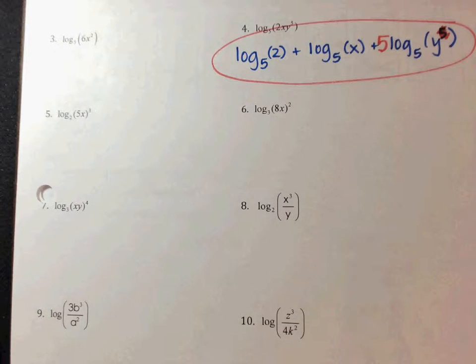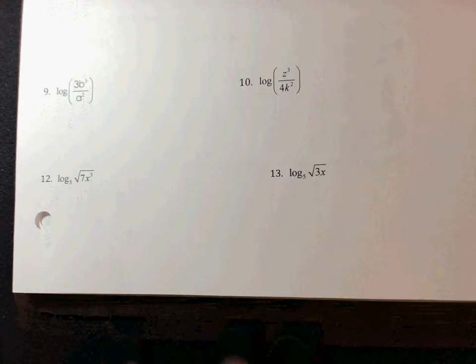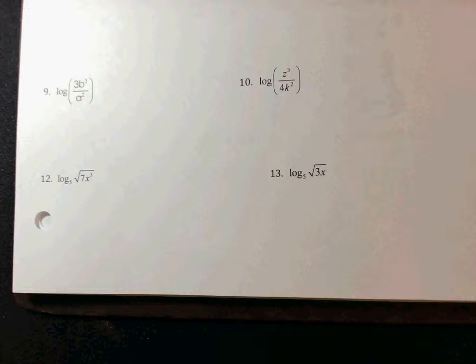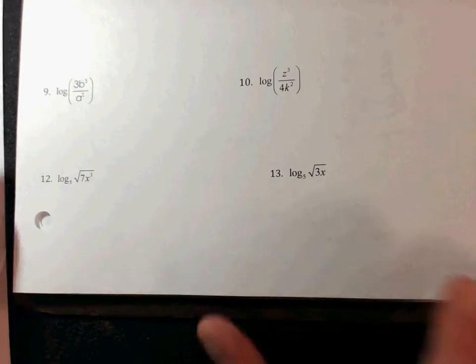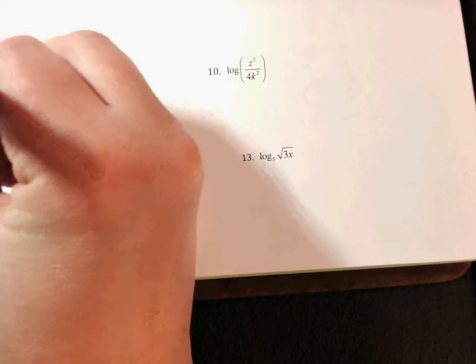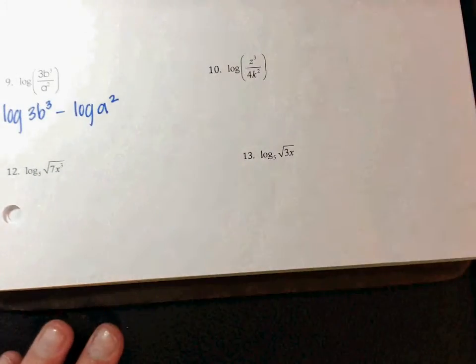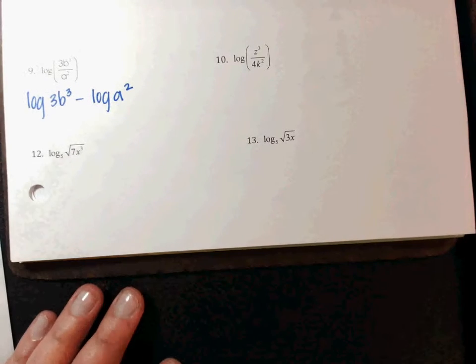Okay, why don't we do number 9? Okay, go down to number 9. How many things are inside the log on number 9? 3. So you should end up with how many logs? 3. Okay, so split it up. I'm going to do this one in 2 steps, but if you can do it in 1, that's fine. Okay, I'm going to do log of the top minus log of the bottom. That's going to be my step 1. I split it up top and bottom.